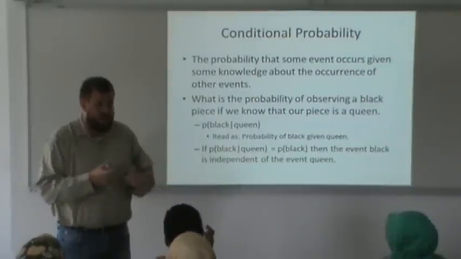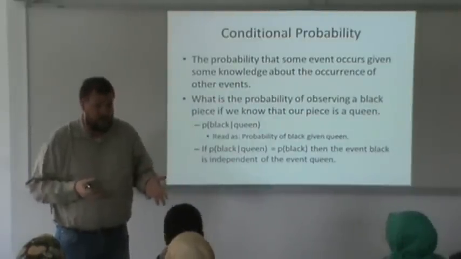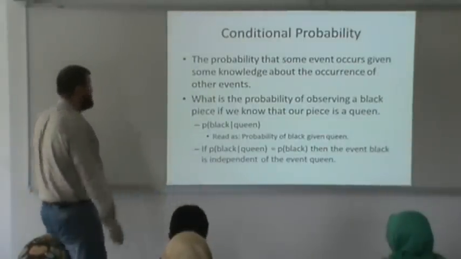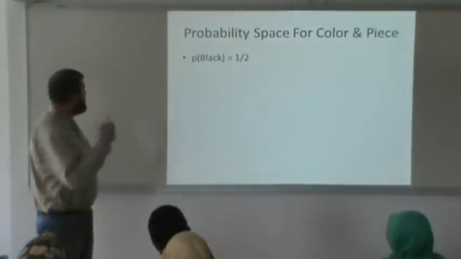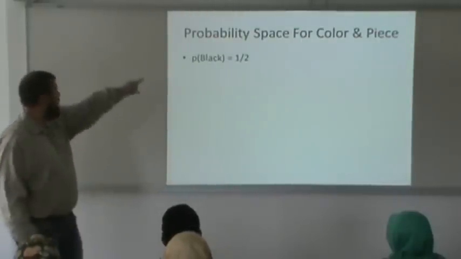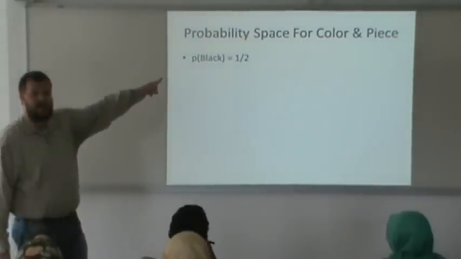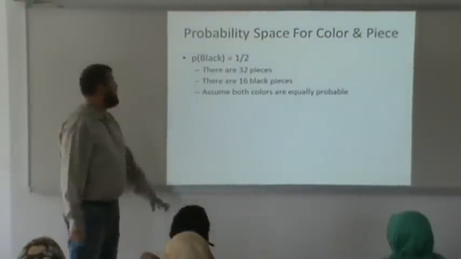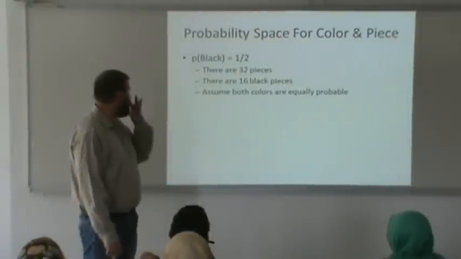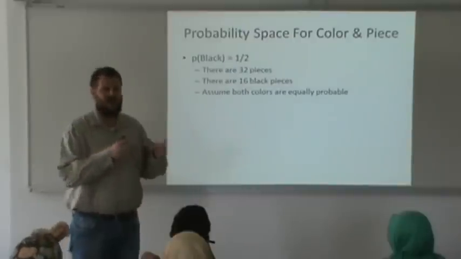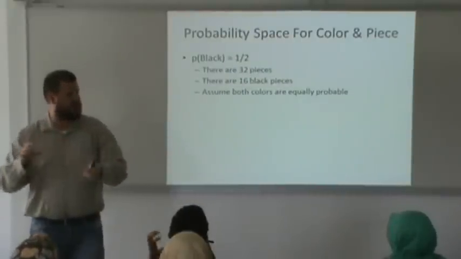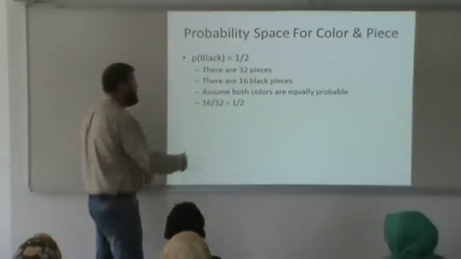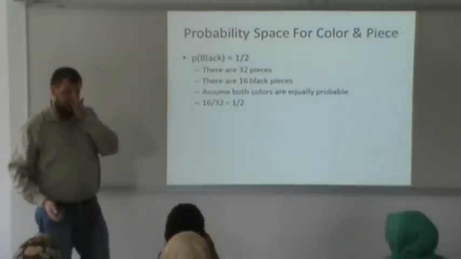it means that the probability space didn't change, right? So if that's the case, then the event black is independent of the event queen. So the probability space for color and piece. So already we said that the probability of black is 1/2, right? How do we know this? There are 32 pieces. There are 16 black pieces. If we assume that each of the individual objects are all equally likely, then we can just divide 16 by 32 and come up with our 1/2, right?